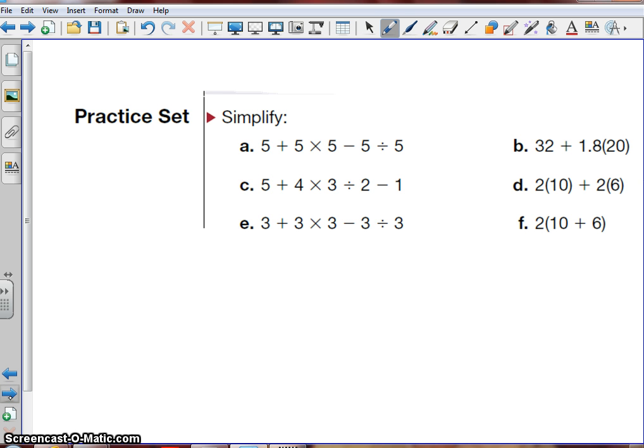Use the PEMDAS acronym to complete problems A through F.